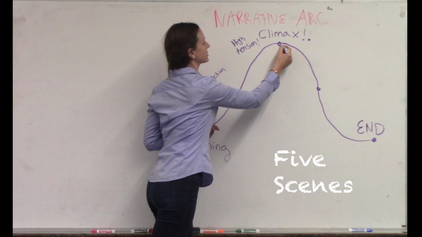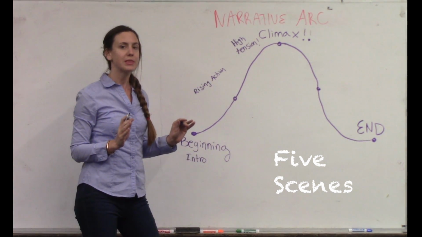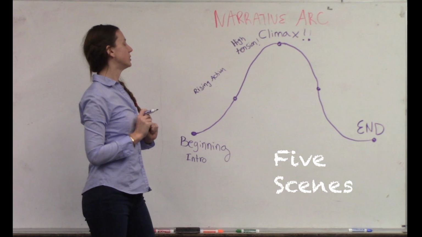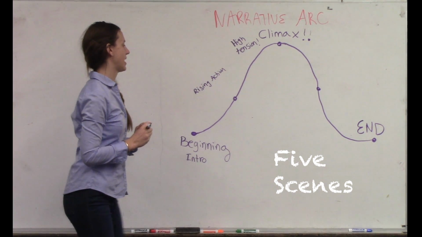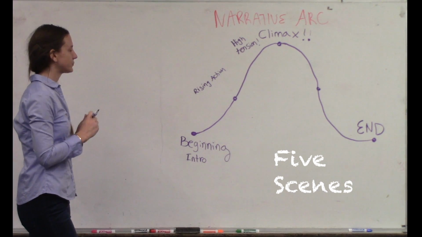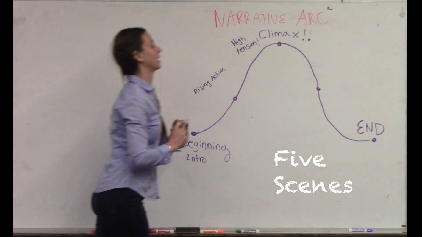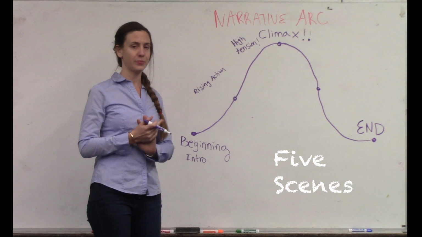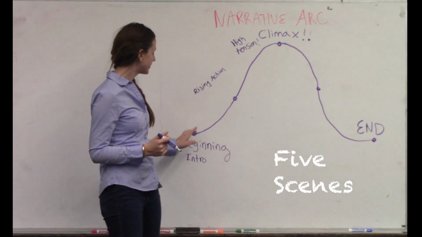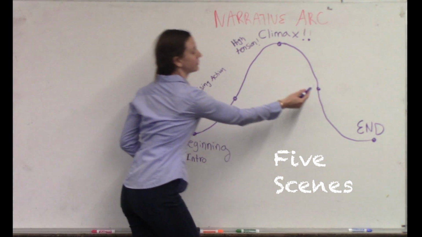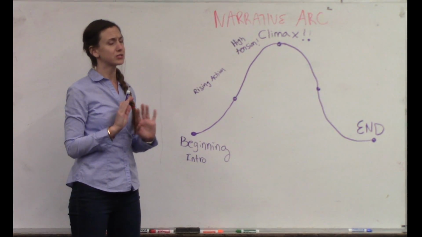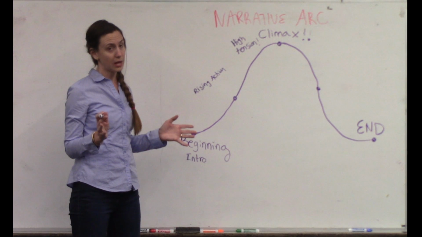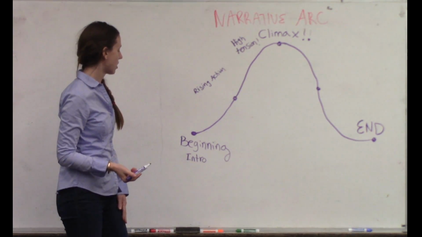So our characters are doing something. Maybe they get into a little bit of trouble, and you start seeing that something is happening that is going to be problematic. You guys are going to be doing a 10-minute play, keep that in mind. So 5 scenes, 1, 2, 3, 4, 5 is a good structure to go by. You can certainly have more or less depending on how long your scenes are.